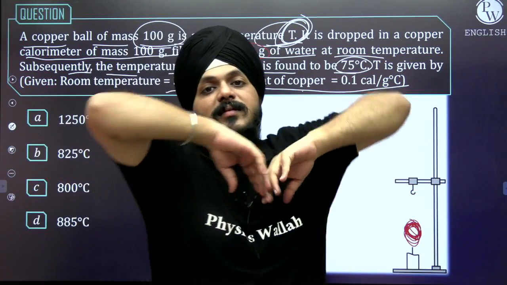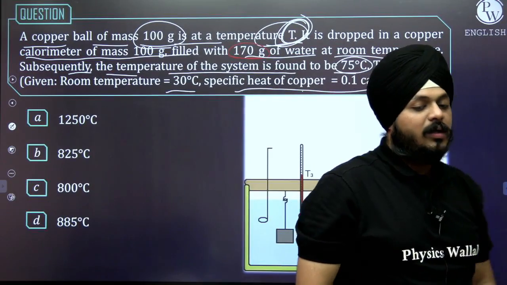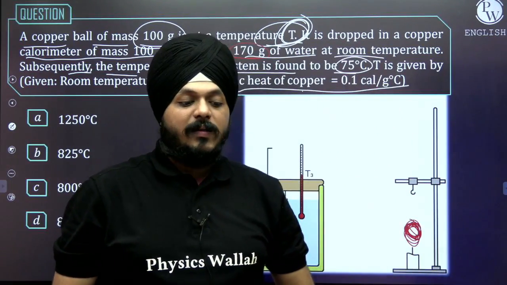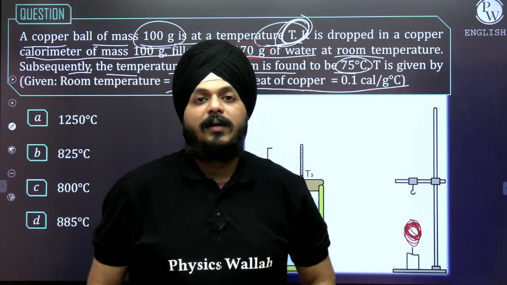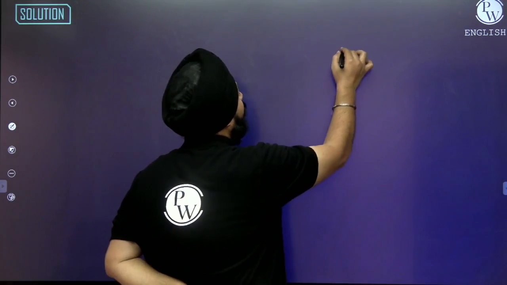In this case, suppose we have some statements. Ice is mixed with water. Water is mixed with water at a higher temperature. Water is mixed with steam. Ice is mixed with steam. Lots of these things may come up. In all of those, we have to use the principle of calorimetry.